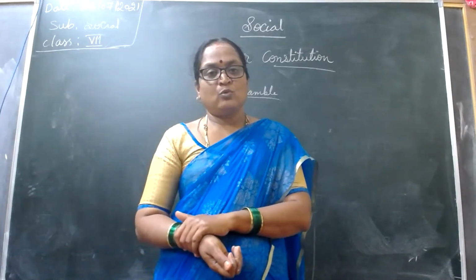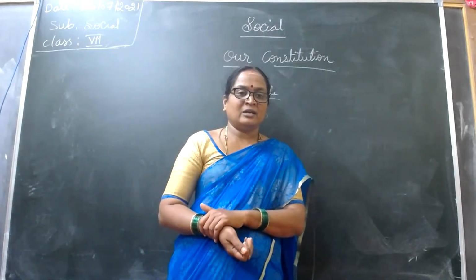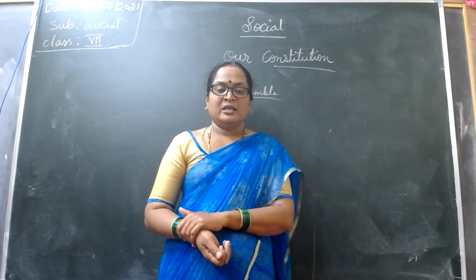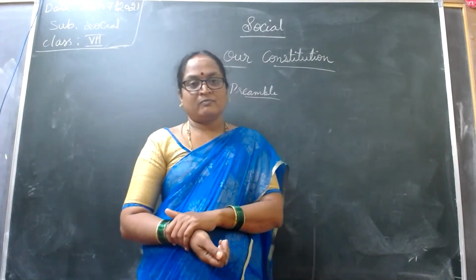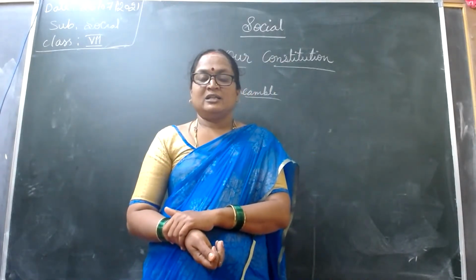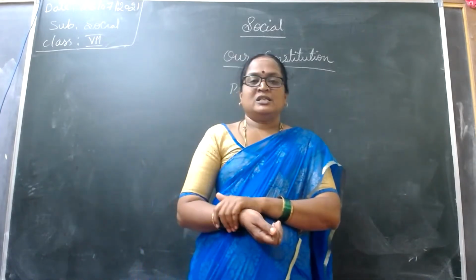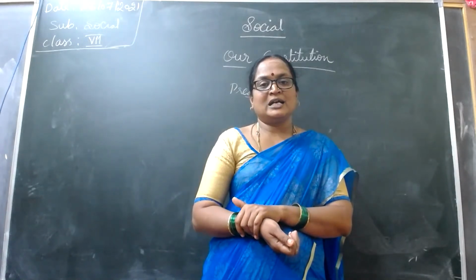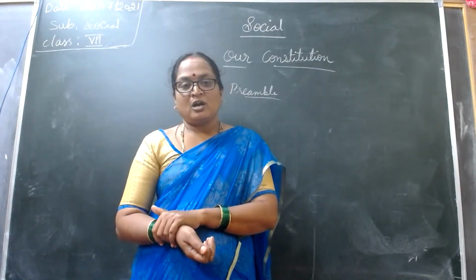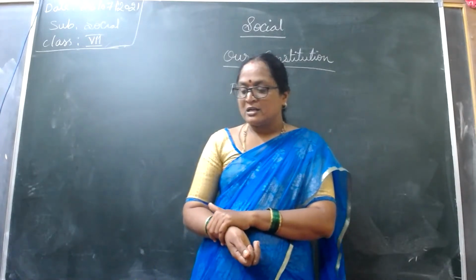Constituent Assembly President was Dr. Rajendra Prasad. Chairman of the Constitution Drafting Committee was Dr. B.R. Ambedkar. Here many students get confused. They write chairman means president, president means chairman. Don't get confused here. President of the Constituent Assembly means Dr. Rajendra Prasad. Chairman of the Constitution Drafting Committee means Dr. B.R. Ambedkar.